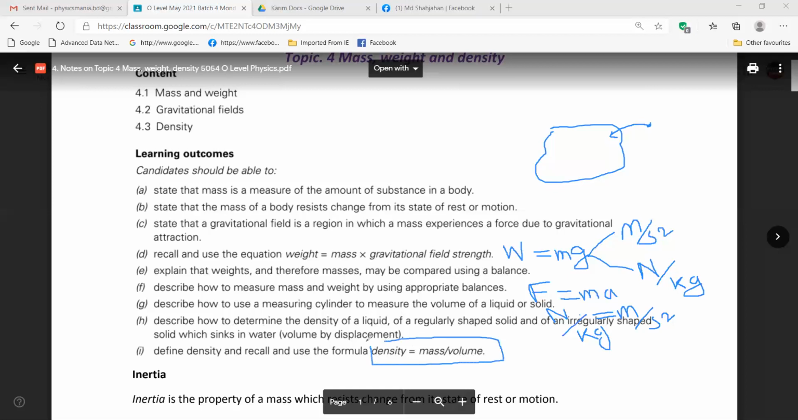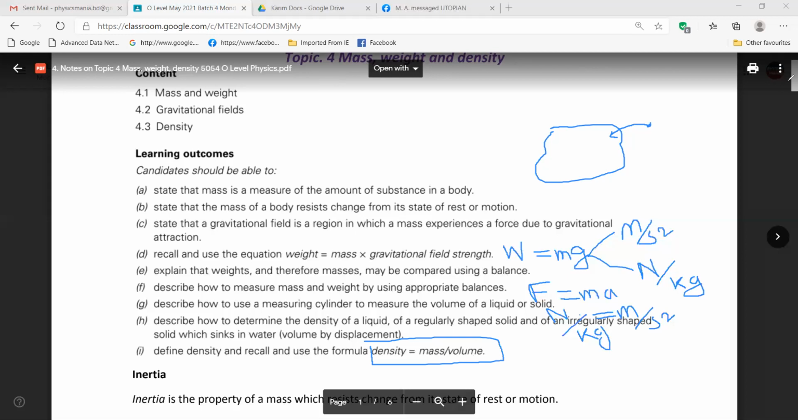Then we would need a top pan balance as well. Yeah, the top pan balance we will need for measuring the mass. Volume is already done. So after getting mass and volume, we can find the density.